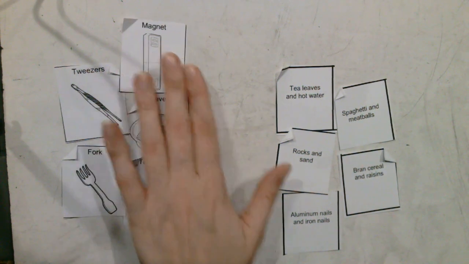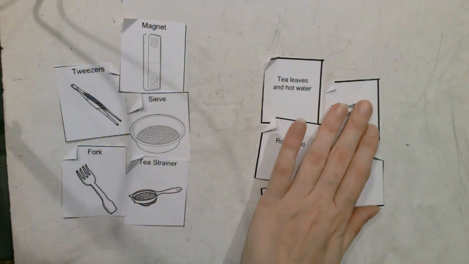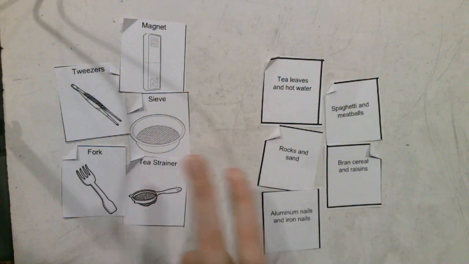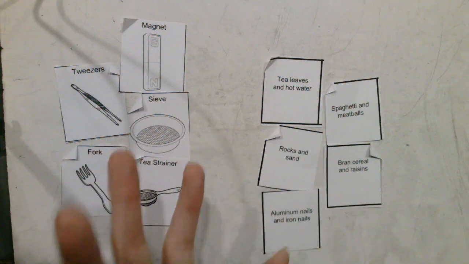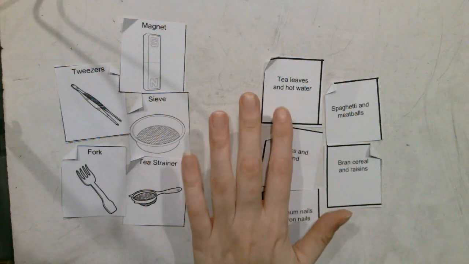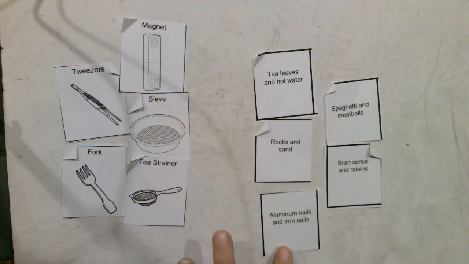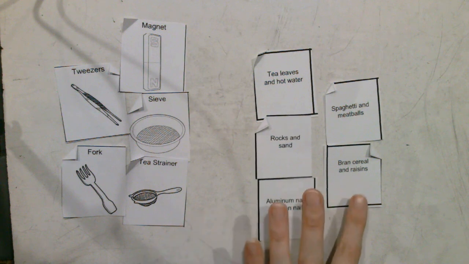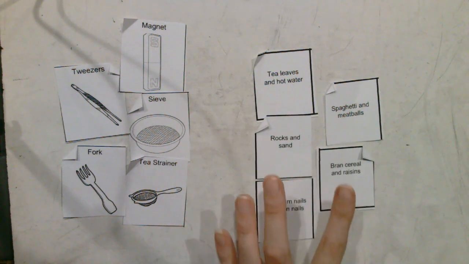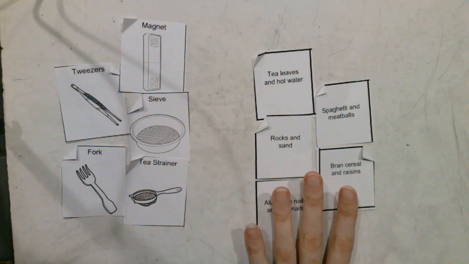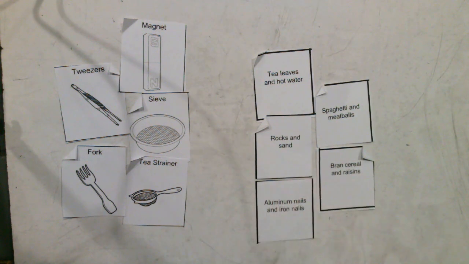Now, because we have these tool cards, we also have our mixture cards. On these mixture cards, it gives you 2 items that are mixed together. So 2 ingredients that are combined together, like tea leaves and hot water, rocks and sand, aluminum nails and iron nails, bran cereal and raisins, and spaghetti and meatballs. All of these are different types of mixtures that have been put together.